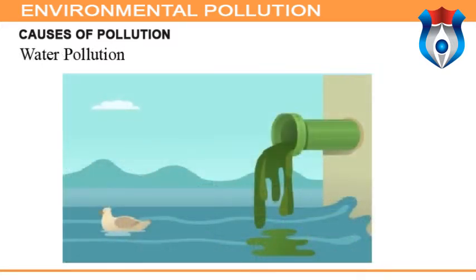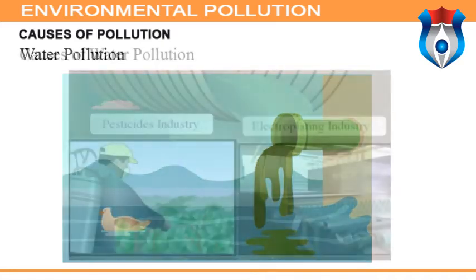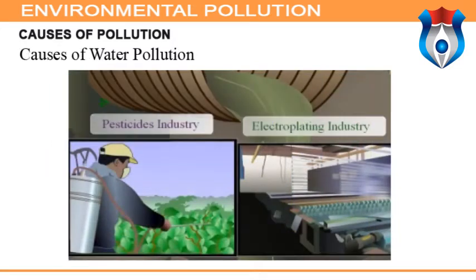Water pollution. 75% of the Earth's surface is covered with water, and more than half of the total population of Earth species resides in water. Causes of water pollution. Just like air and soil pollution, water pollution is caused by the direct incorporation of hazardous pollutants. The sources of these pollutants are yet again the large industries and factories that dispose of their waste in lakes and ponds.